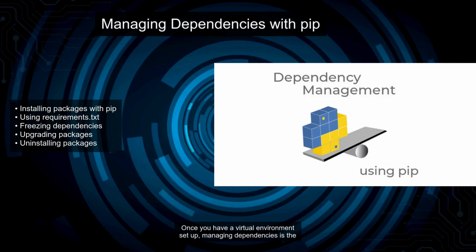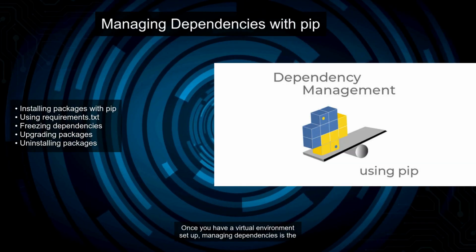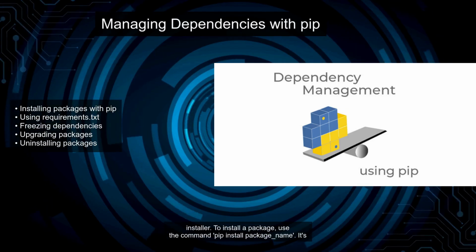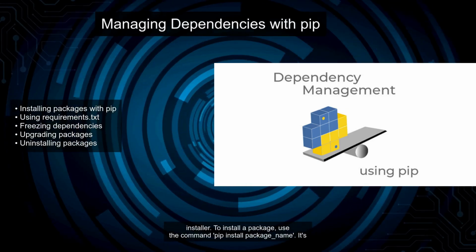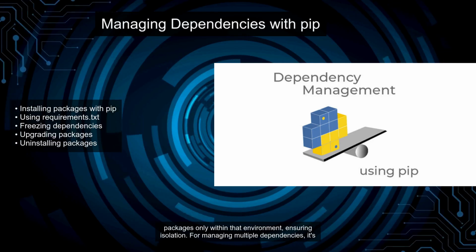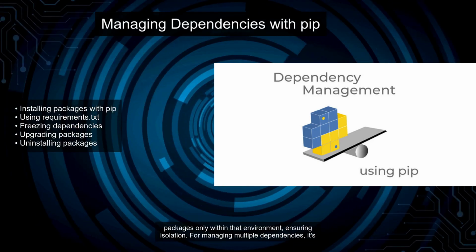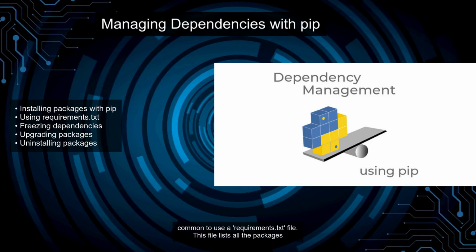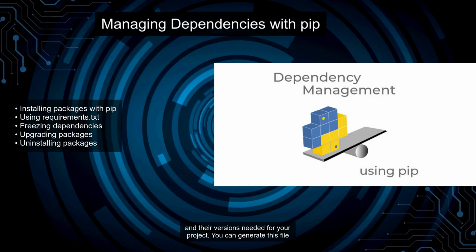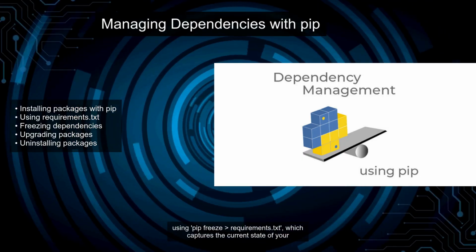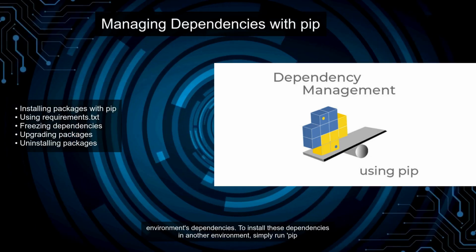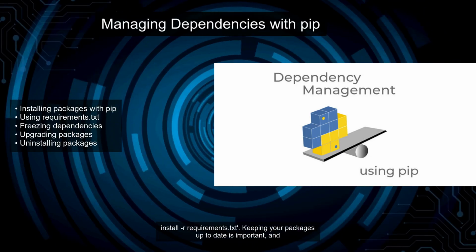Once you have a virtual environment set up, managing dependencies is the next step. The primary tool for this task is pip, Python's package installer. To install a package, use the command pip install package_name. It's important to note that when your virtual environment is active, pip installs packages only within that environment, ensuring isolation. For managing multiple dependencies, it's common to use a requirements.txt file. This file lists all the packages and their versions needed for your project. You can generate this file using pip freeze > requirements.txt, which captures the current state of your environment's dependencies. To install these dependencies in another environment, simply run pip install -r requirements.txt.